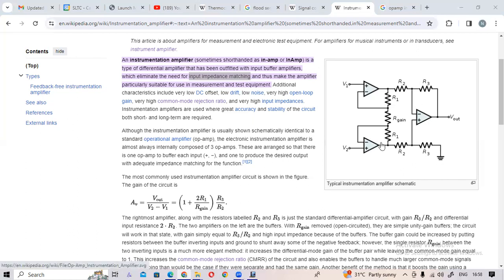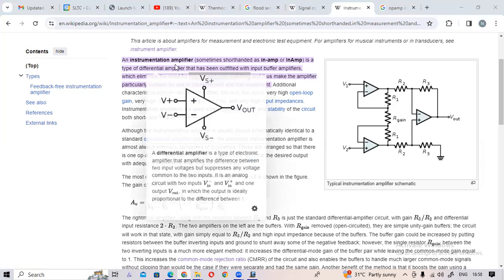So using 3 operational amplifiers, we can make an instrumentation amplifier. So that is enough. Please write what is an amplifier, what is a differential instrumentation amplifier. For an instrumentation amplifier, we are using differential amplifiers.